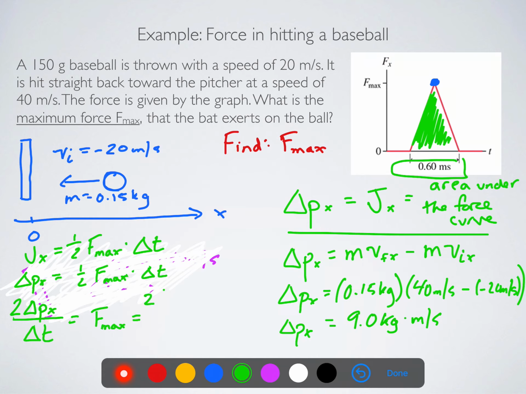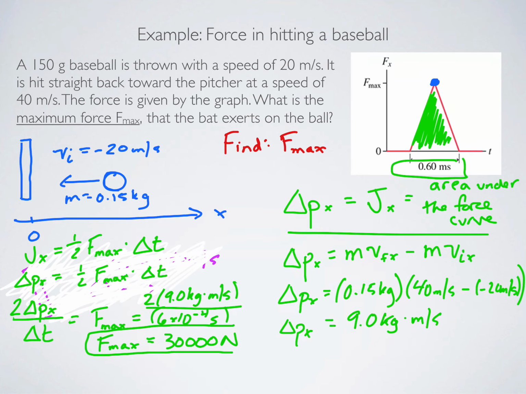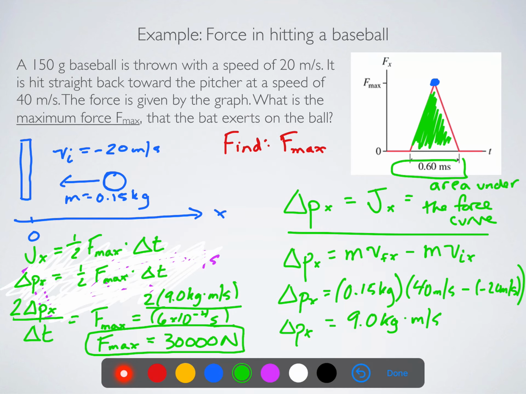So we plug in, and we get 2 times 9.0 kilogram meters per second divided by 0.6 milliseconds, which is 6 times 10 to the negative 4th seconds. And I get that my maximum force is going to be equal to 30,000 newtons. 30,000 newtons.